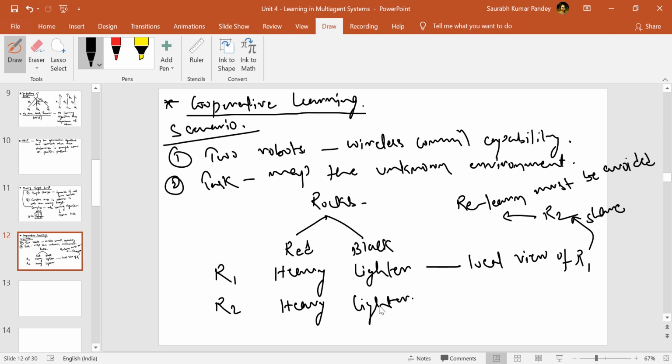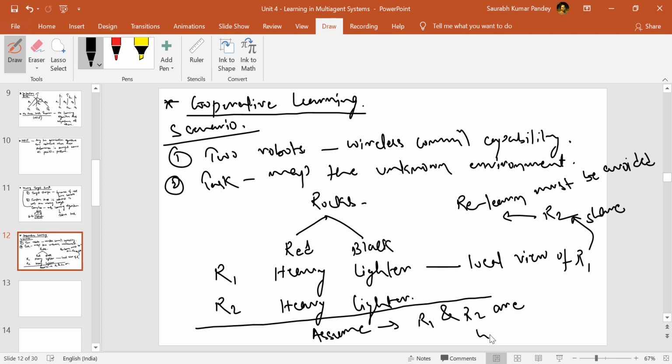Fine. So this is always correct. This situation is always correct when you assume that R1 and R2 are homogeneous. What do you mean by homogeneous? Means they both have the same kind of characteristics, the same kind of mechanism to do things. They are both cooperating with each other in order to build the map, right? Now this is a very simple problem.